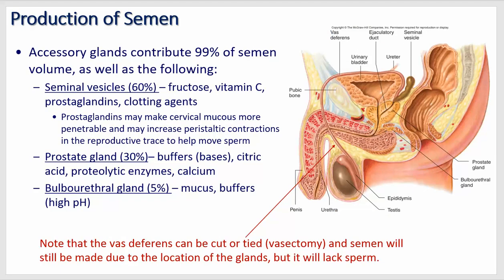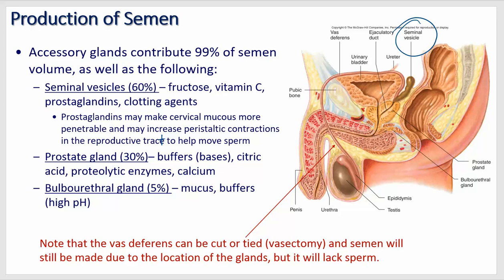So production of semen: accessory glands contribute 99% of semen. Those are the glands we just talked about. The seminal vesicles produce fructose, vitamin C, prostaglandins, clotting agents. These are all things that are going to improve the survivability of the sperm. Prostaglandins I have here may make cervical mucus more penetrable and may increase peristaltic contractions in the reproductive tract to help move sperm. So this may have an effect on the female reproductive tract to help move things through.